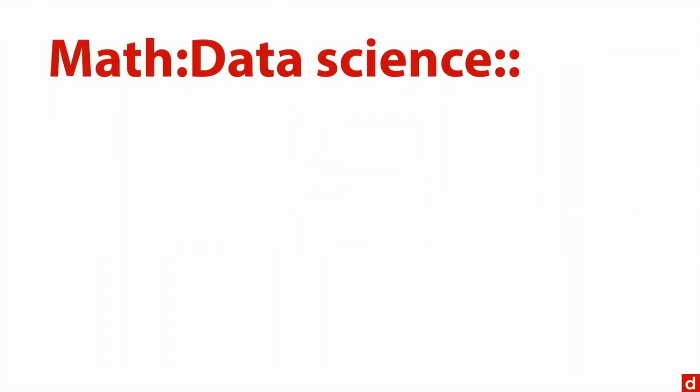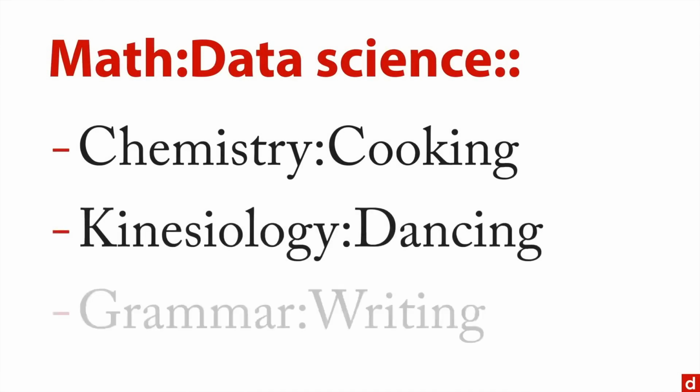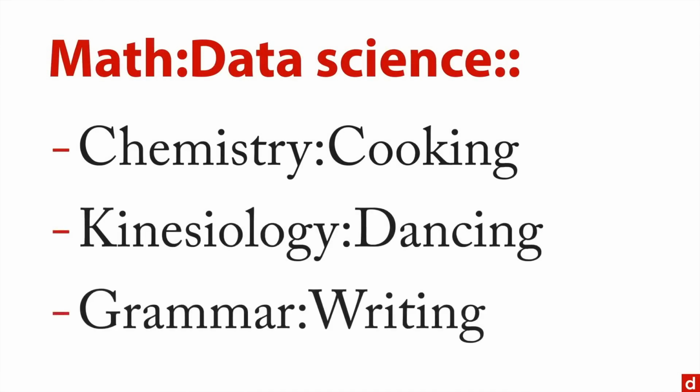Math is to data science as, for instance, chemistry is to cooking, kinesiology is to dancing, and grammar is to writing. The idea here is that you can be a wonderful cook without knowing any chemistry. But if you know some chemistry, it's going to help. You can be a wonderful dancer without knowing kinesiology, but it's going to help. And you can probably be a good writer without having an explicit knowledge of grammar, but it's going to make a big difference. The same thing is true of data science. You will do it better if you have some of the foundational information.